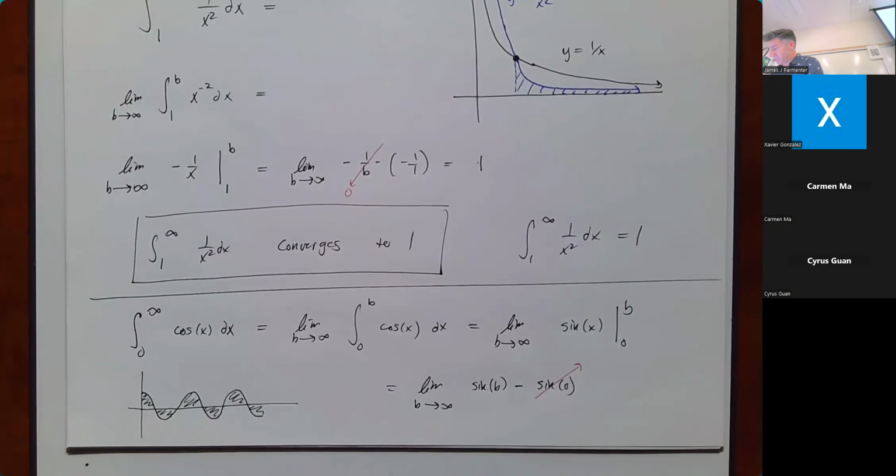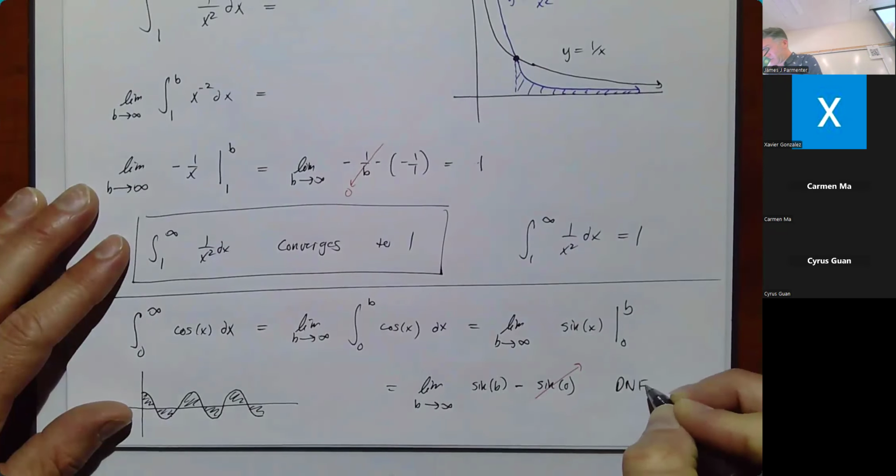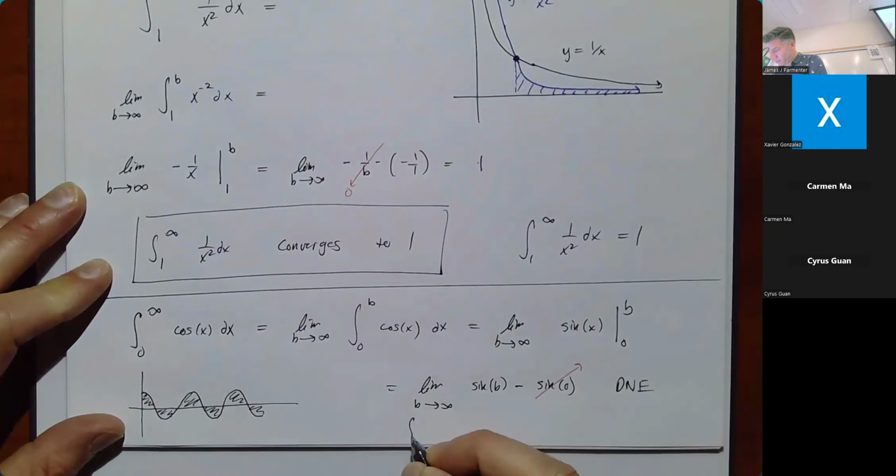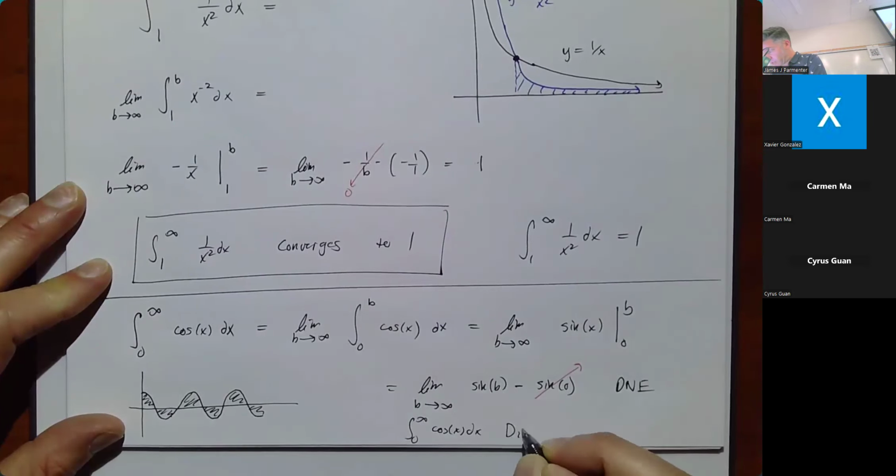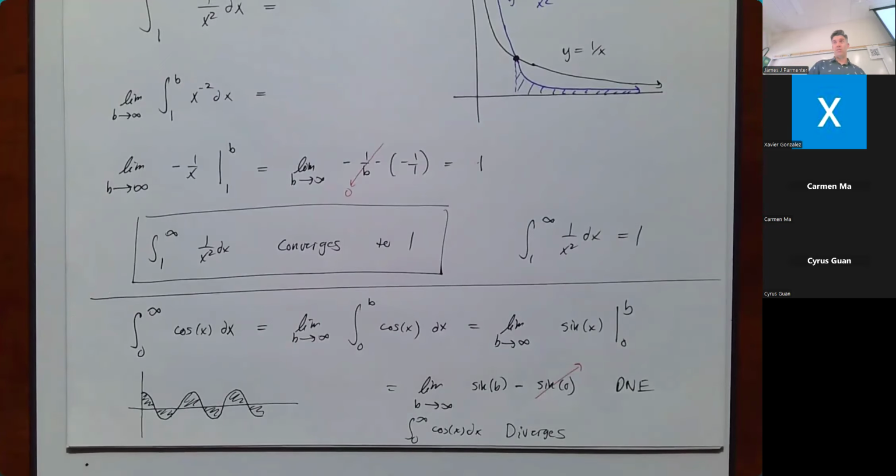So this limit does not exist. So we see that this integral from 0 to infinity of cosine of x dx diverges. But I want to be specific here. It doesn't diverge to infinity. We're not getting an infinite amount of area. It doesn't diverge to negative infinity. It just diverges. And that's all we can say.